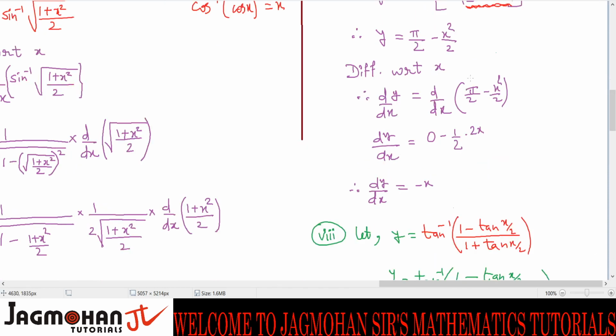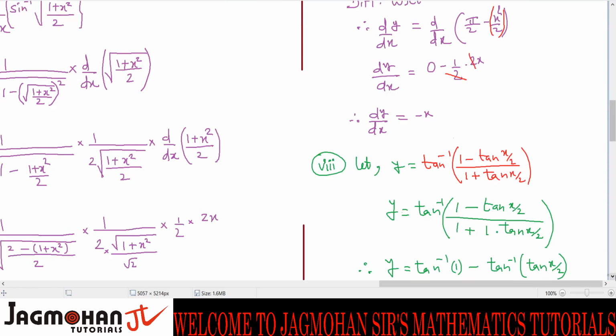When I do that, d by dx of pi by 2 gives 0. Now from here, in x square upon 2, 1 upon 2 is a constant. I wrote it out. So 1 upon 2 is out and d by dx of x square is 2x. So this 2 and 2 cancel. I get the final answer as x.